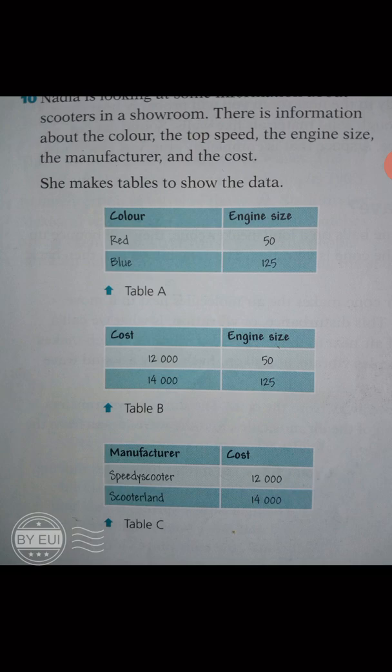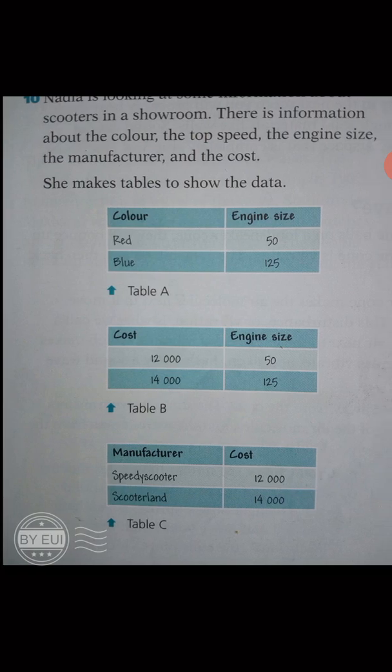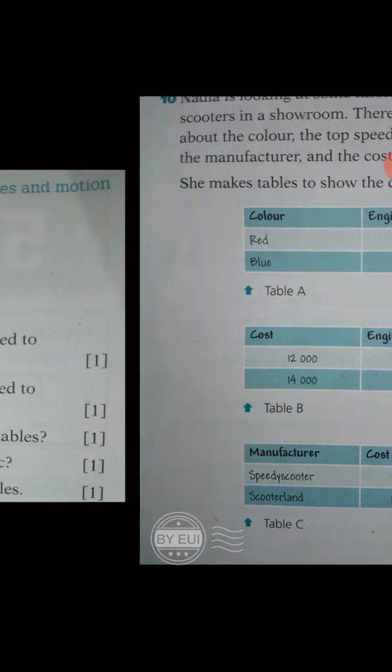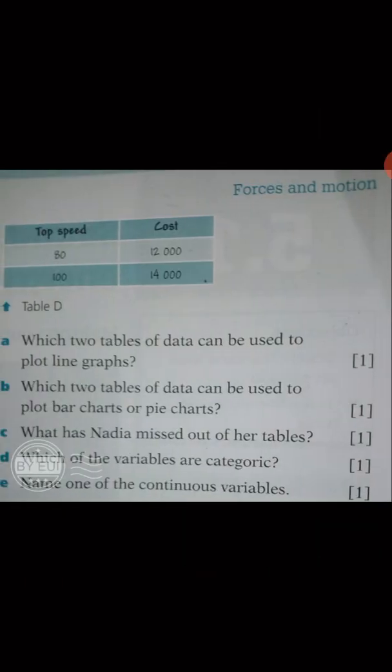So Nadia goes in a showroom to look at a new scooter, and she makes tables and writes the information about the scooters. She makes tables of the color, the engine size, the cost, and the scooter manufacturer. So table A, B, C, and the fourth table she made is table D. The first question, 10A, is, which two tables of data can be used to plot line graphs?